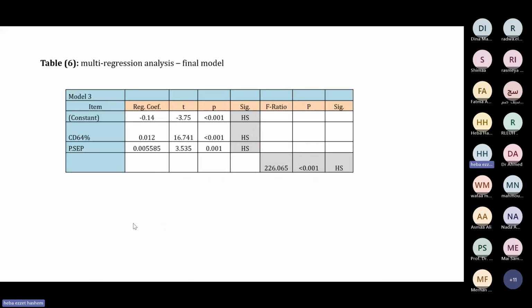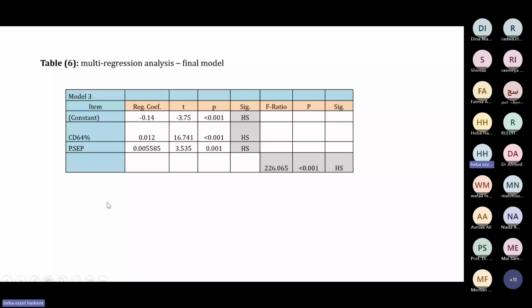The third one achieving the F ratio 262, which is very promising, by the combination of CD64% plus procalcitonin. If this combination is not available, we can get into another one, which is published in our other publications regarding CD64 combined with the highly sensitive CRP, which is also achieving good and promising results.